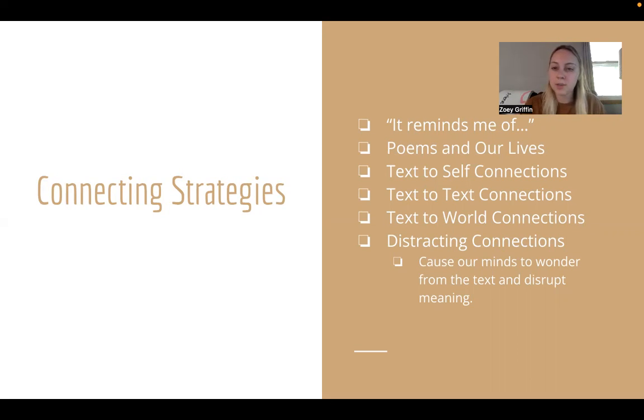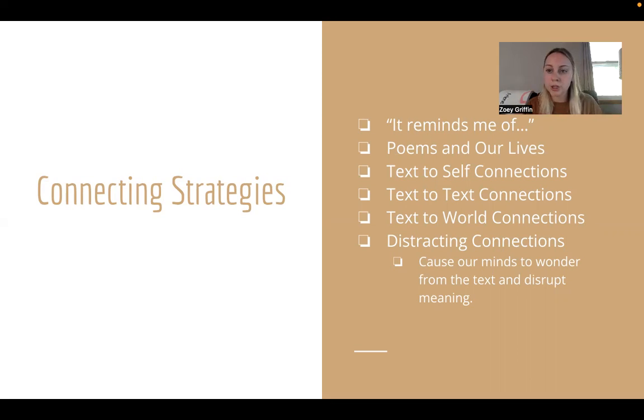So the first one is the basic connecting, asking your students, what does this remind you of? What can you think of that maybe relates to this? What have you seen that maybe looks like this? This is just going to help them really think outside the box, think outside of what they're reading, and try to think of things that they've seen that they already know.